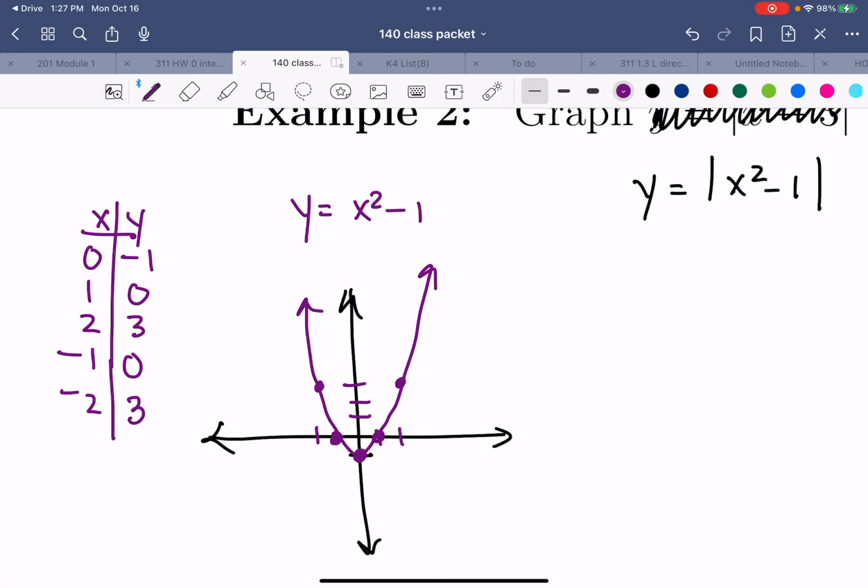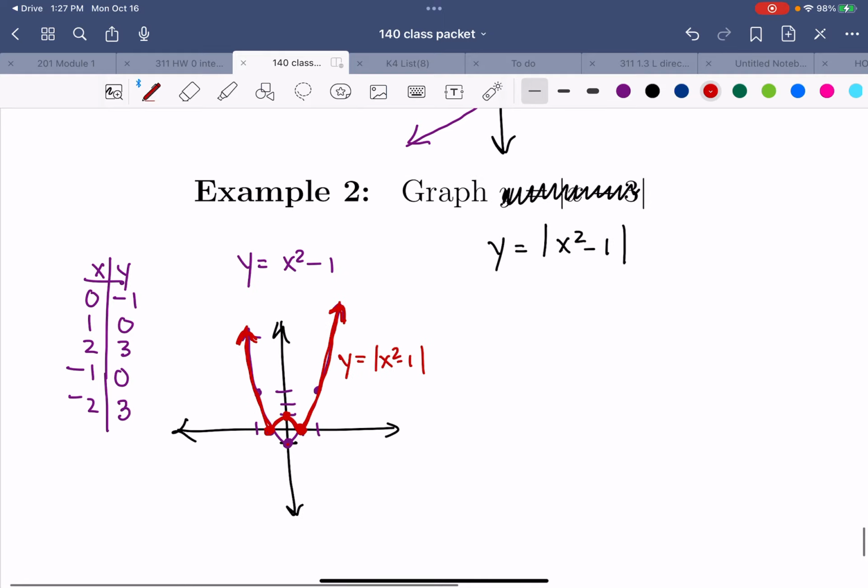Okay. So now, if I want the absolute value, I'm going to keep everything that's above the x-axis. So here's where it touches the x-axis. So I want that and what's above. And then the part that's below, I'm going to reflect up. So this point down here becomes this point up here, and I get the little curvature here. So the red one is my y equals absolute value of x squared minus 1. Okay, so we just reflect it and make it positive. Okay, so that's your absolute values.